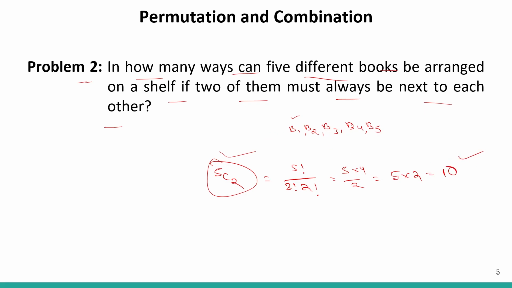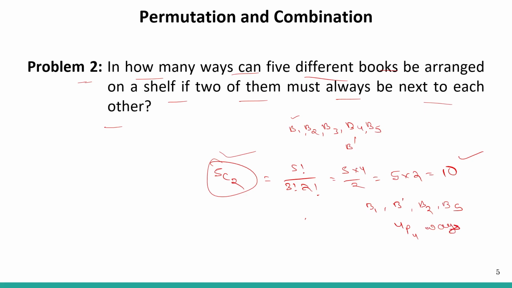Now let's assume that B3 and B4 are always together, so let's consider them as B dash. So we have B1, B dash, B2 and B5. These are there. In how many ways can we order these 4? It will be 4P4, 4 ways, right?